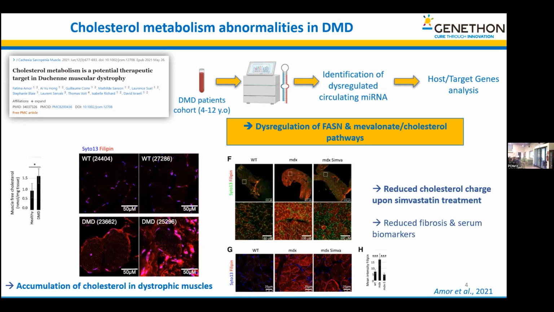This was also validated in the MDX mouse model, which is the most common mouse model in Duchenne. So we saw an accumulation of cholesterol in the dystrophic muscle. And when we treat with simvastatin, which is one of the most common cholesterol-lowering drugs, we are able to reduce this cholesterol load in the muscle fibers and to restore some of the dystrophic parameters. So we reduce fibrosis and some of the serum biomarkers.